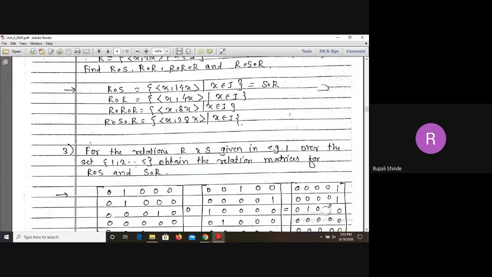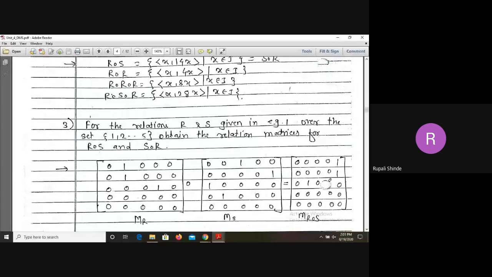Okay. So for the relations R and S given in example 1 over the set 1 to 5, obtain the relation matrices for R composition S and S composition R. So here the matrices for relations R and S are given. From that we have to find the matrices for R composition S and S composition R. So again we have to perform matrix multiplication here. So matrix MR is given, matrix for S is given. So first consider the first row of MR and then multiply it by the first column.